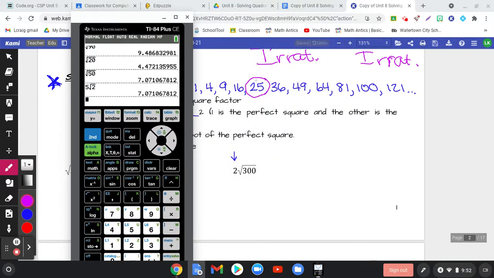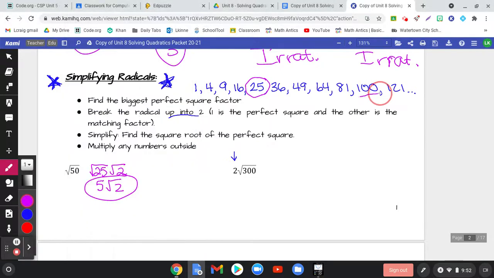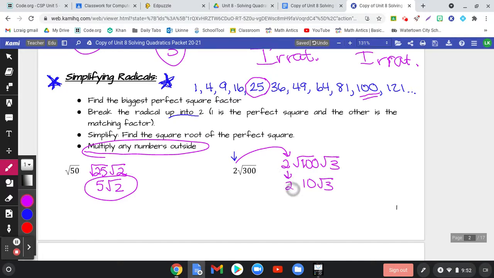All right, so 300. Like 25 goes into 300, but see if there's something bigger. 100. 100 goes into 300, right? So I'm going to just do 100 times 3. And then don't forget about that 2. We'll just bring him along for the ride for now. The square root of 100 is 10. So I have 10 radical 3. All right, and then it says multiply any numbers outside, so bring this 2 down. 2 times 10 is 20 radical 3. All right, and that's simplifying radicals.